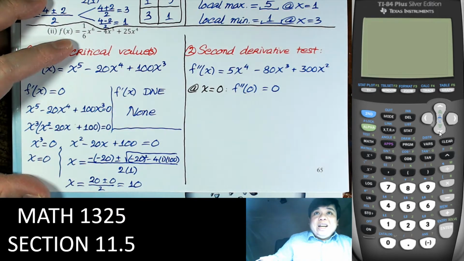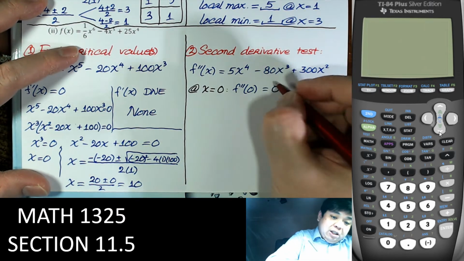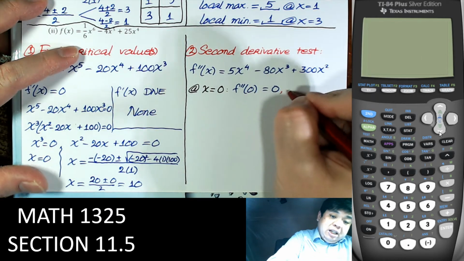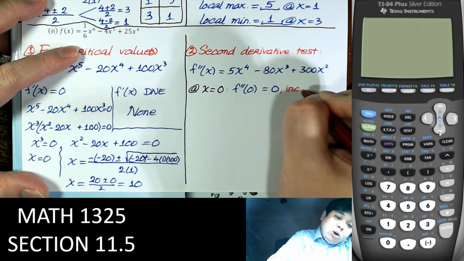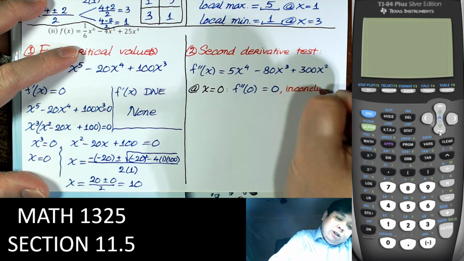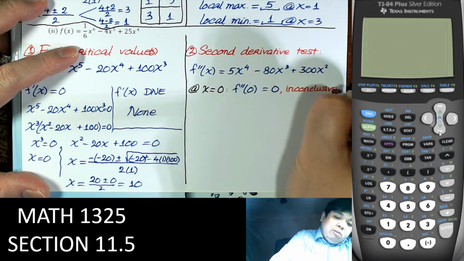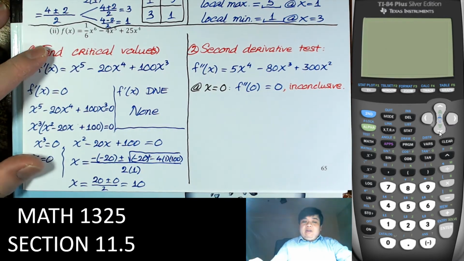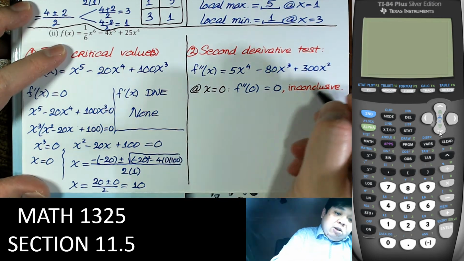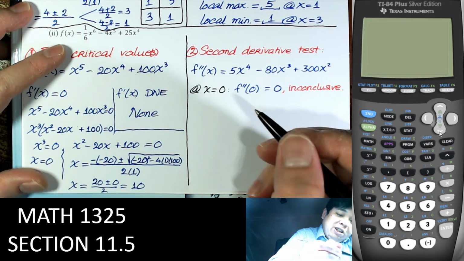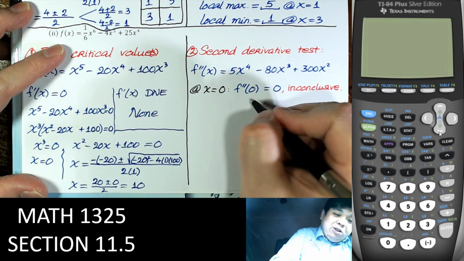Well, 0 is inconclusive, so we don't know if it is a maximum or minimum or could be neither. We'll just say inconclusive. And that is the limited part of the second derivative test. Sometimes it just gives you inconclusive when it equals 0.